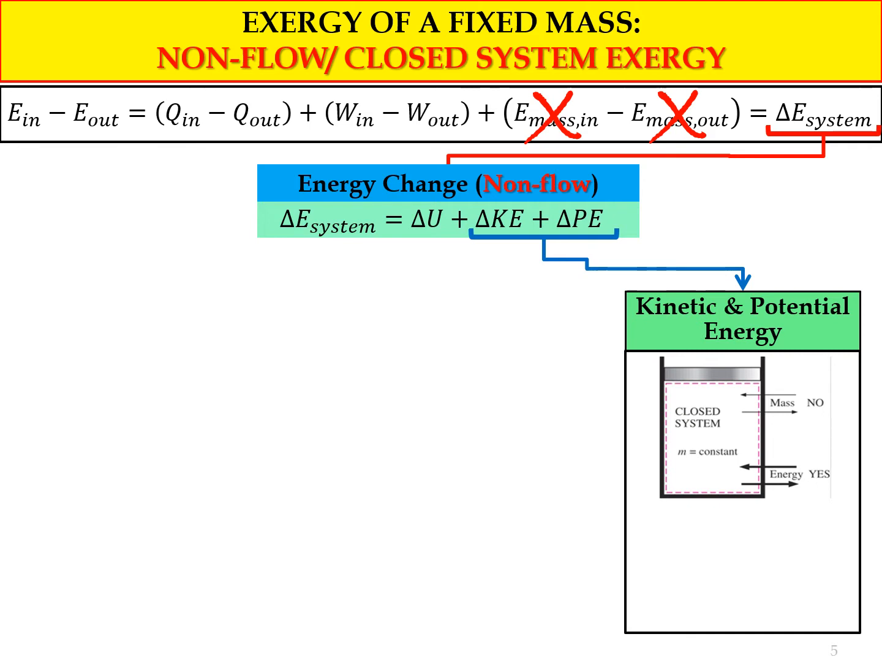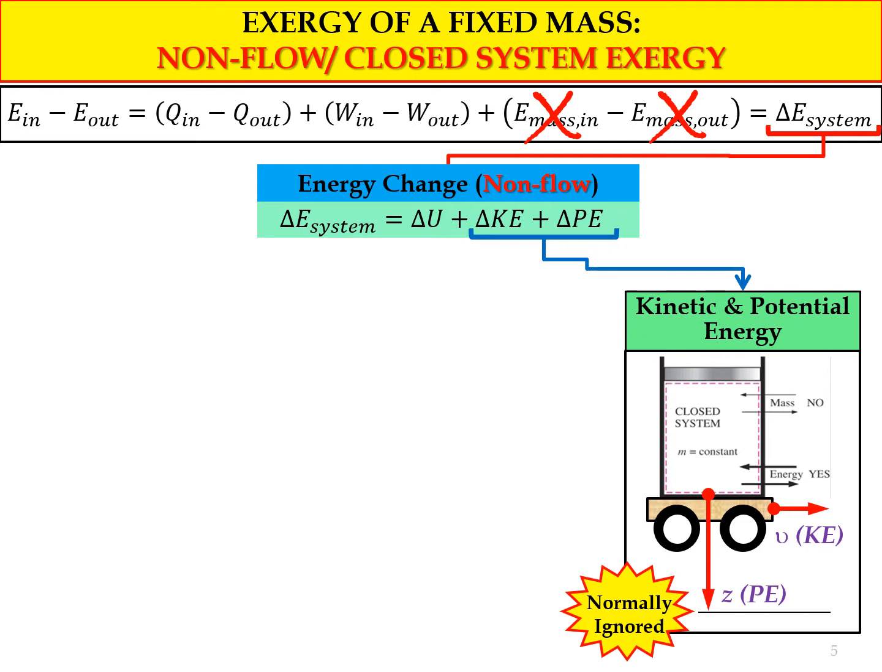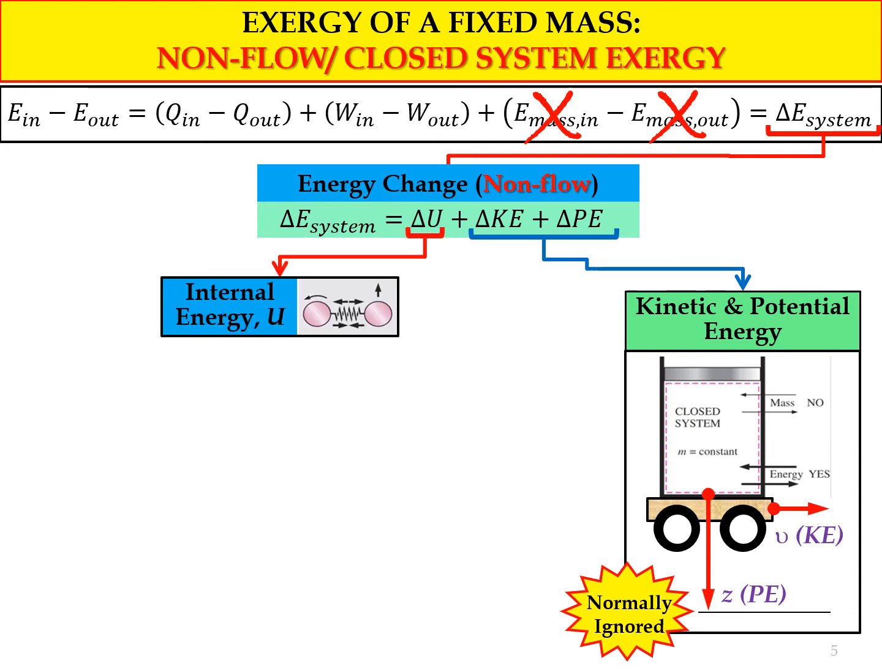However, the kinetic and potential energy are coming from the macroscopic energy. So let's say the system has a velocity, then we should consider the kinetic energy. And let's say also the system has different elevation or is at a certain height. So we also need to consider potential energy. But in normal thermodynamic system analysis, we will ignore both of these because normally the system does not have any changes in velocity and also there is no change in the elevation. Now there is only the internal energy of the system.